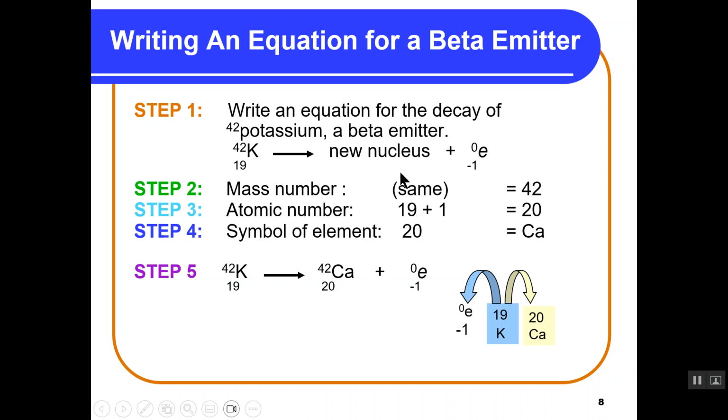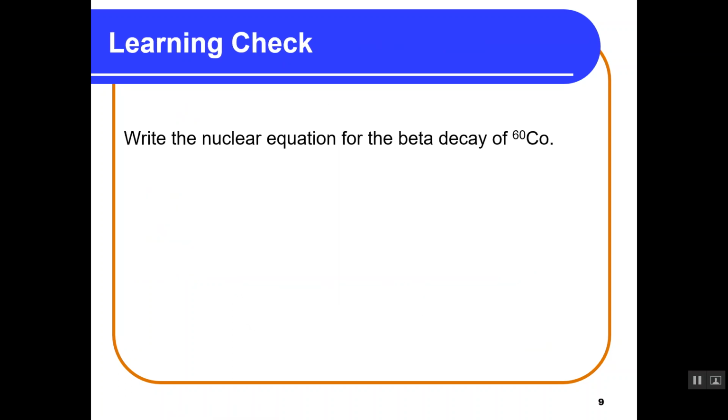And then all we have to do from here is consult the periodic table to see which element has the atomic number 20, and that would be calcium, right? And therefore, the complete equation is what we have right here, where the new nucleus would have this formula, and this would be the final answer, all right? Okay, so that's what happens in the case of beta emission.